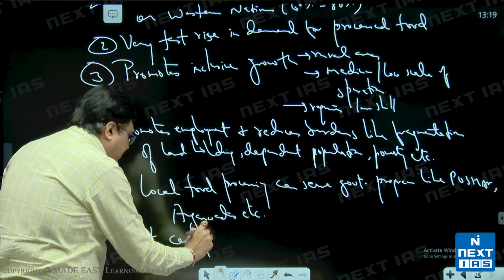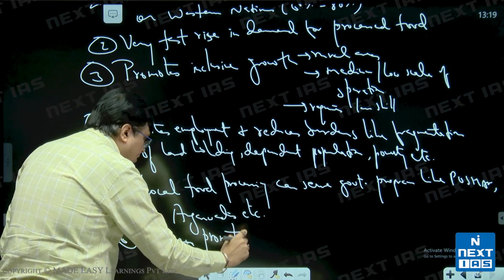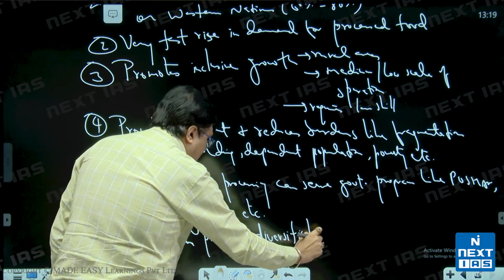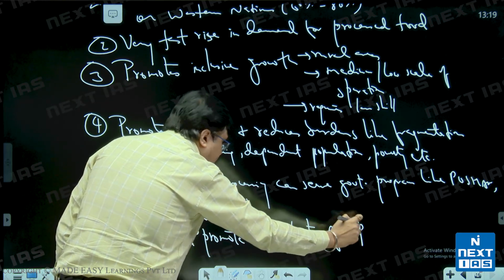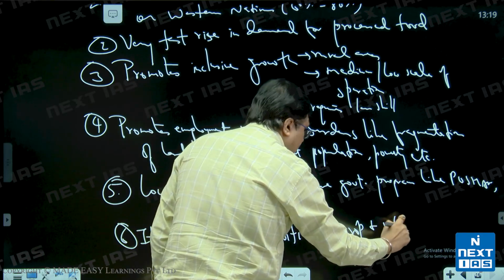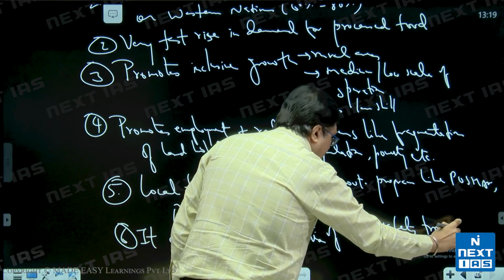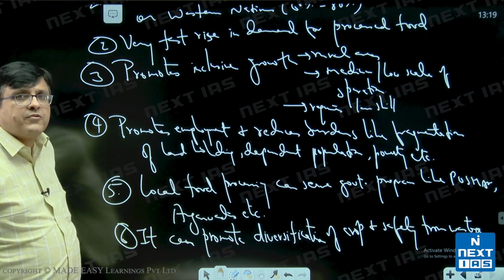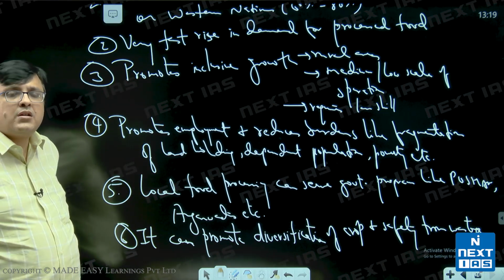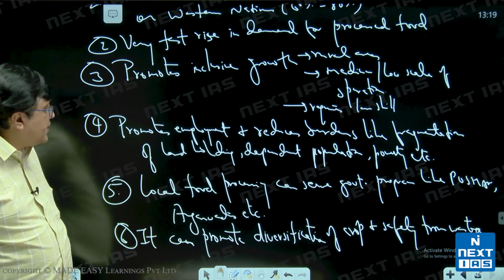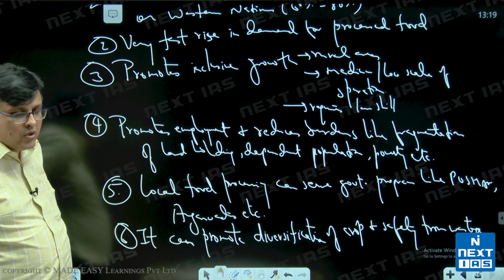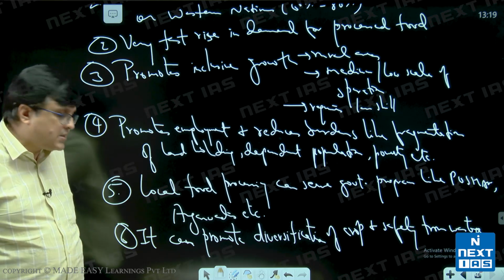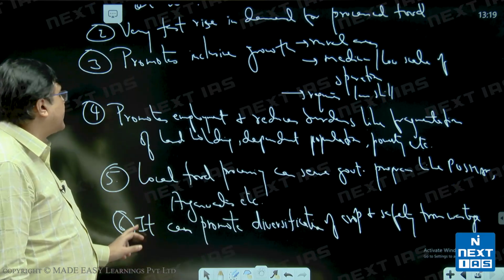Another thing it can do is that it can promote diversification of crop and safety from wastage. Foods, vegetables, wastages can be controlled and diversification can be done. And it can help in better income generation in rural areas, which will have its own multiplier effect.